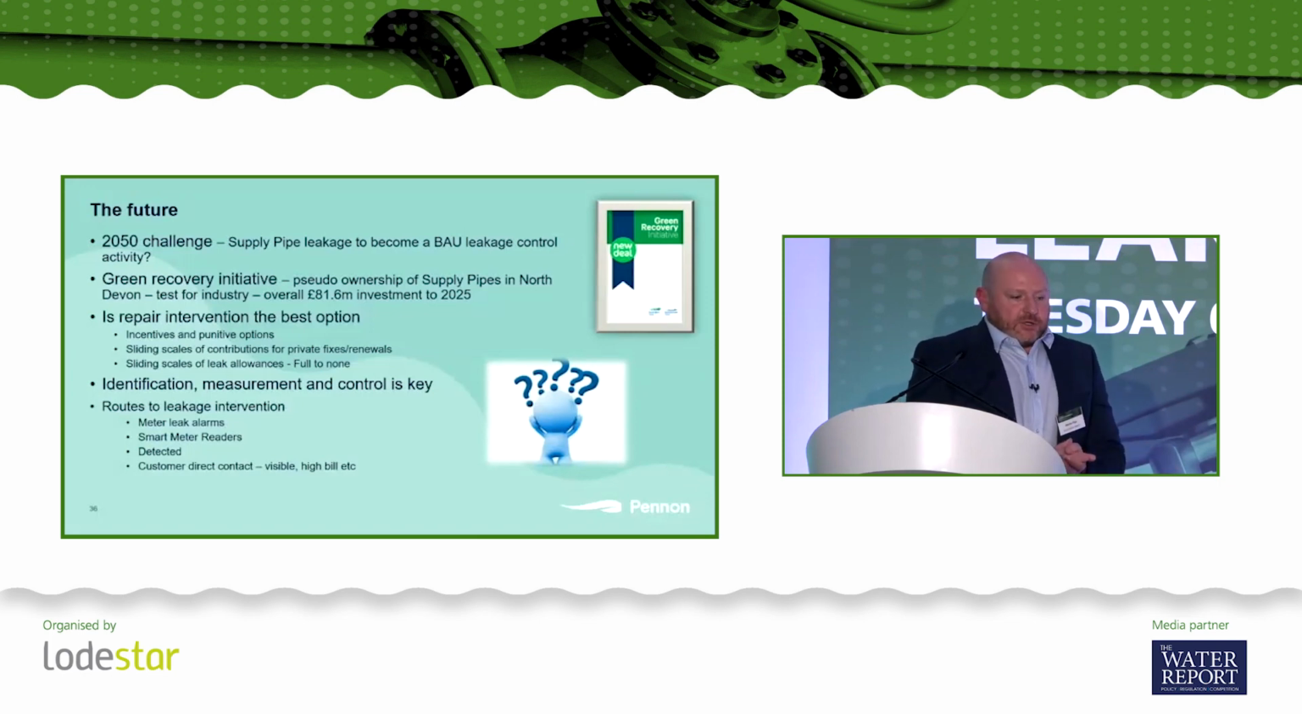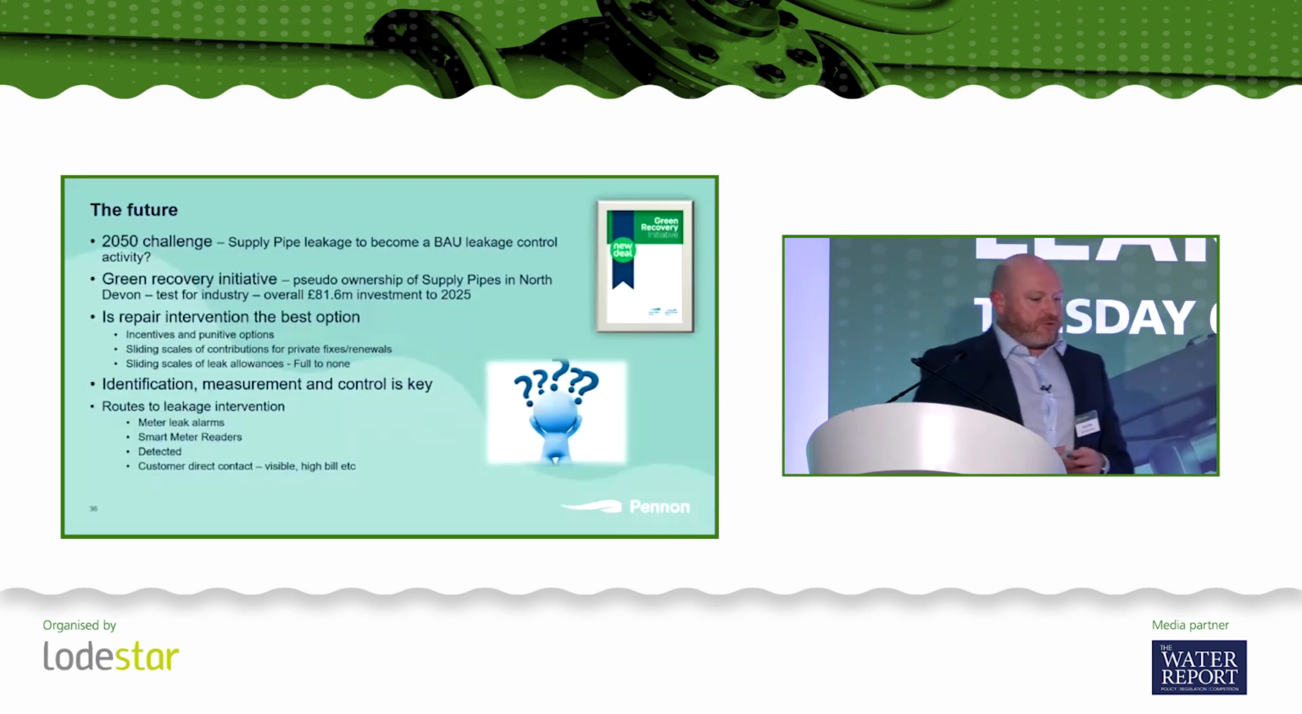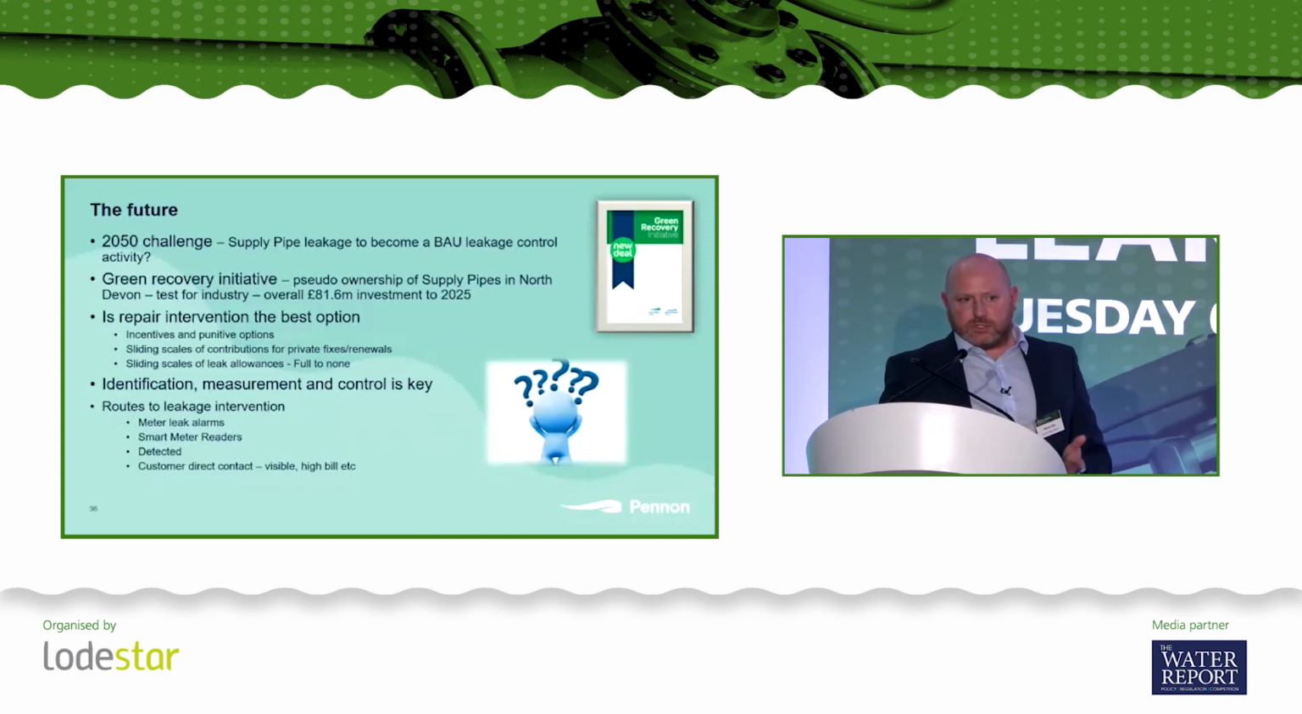So, as we alluded to, is repair intervention the best option? At the moment, it is for us. Do we change that? Do we have incentives and punitive options for customers? Should there be a sliding scale of contribution for private fixes and renewals? Or a sliding scale for leak allowances, from a full allowance, to not giving any based on when the repair is done. But what we have found so far is identification, measurement, and control is absolutely key. We're in our infancy of doing this.